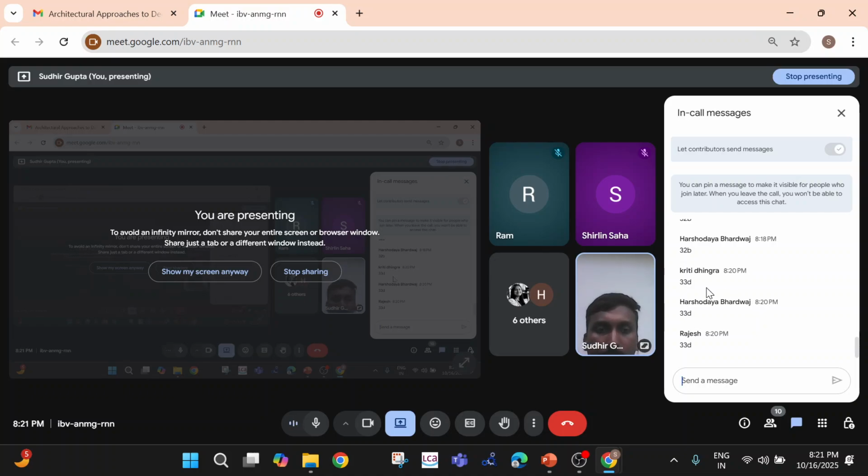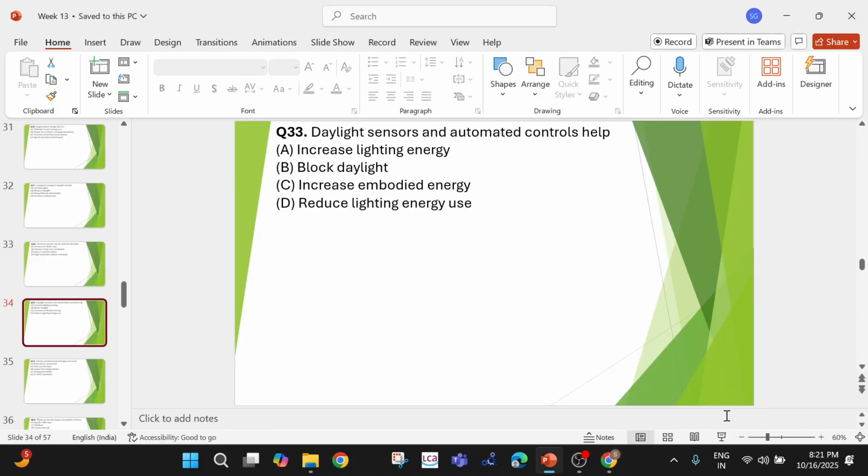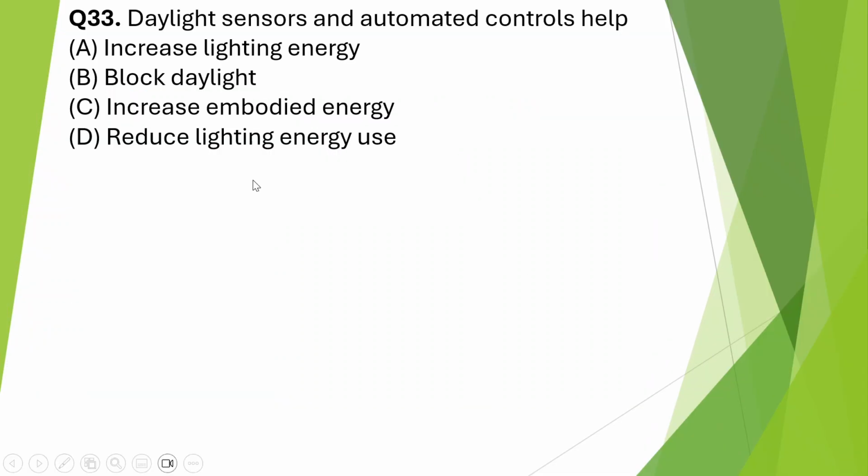Yeah, so as I can see, Kitty has opted for option D, Harshada has also opted for option D. Based upon your previous performance, I can say directly that option D is the correct answer, guys. These daylight sensors and automated controls will help you all to reduce the lighting energy use.